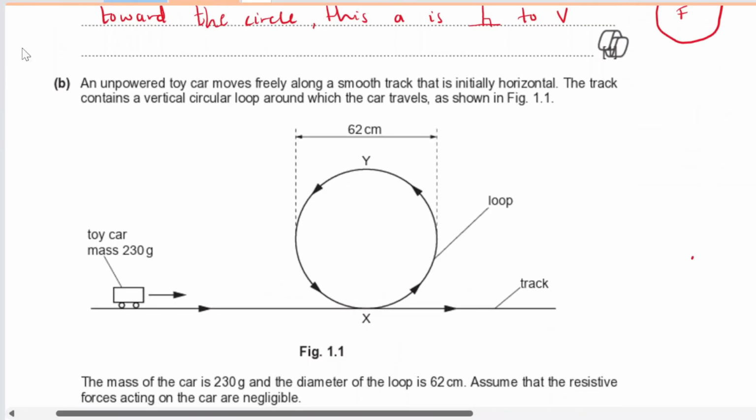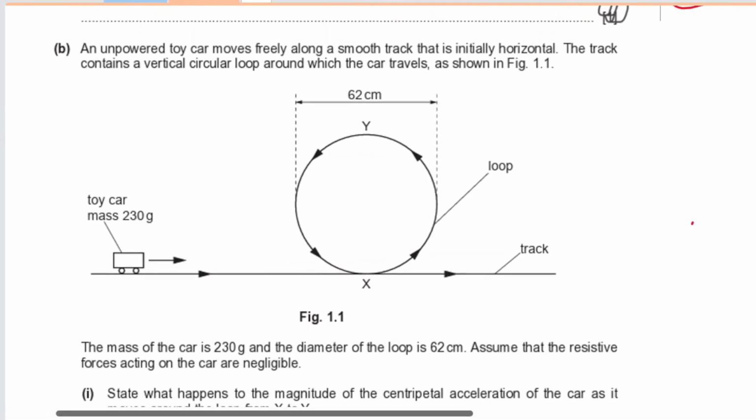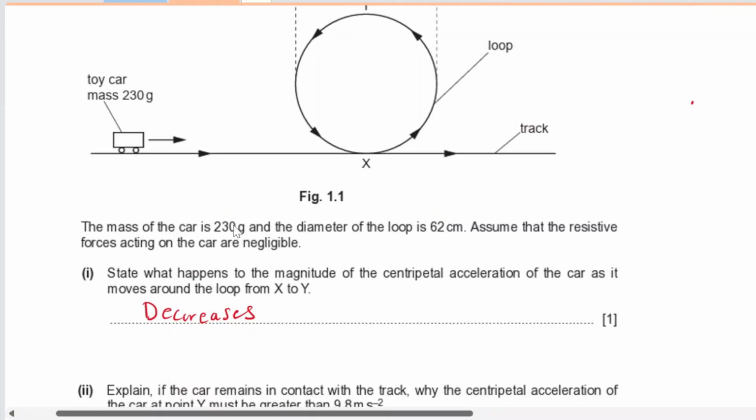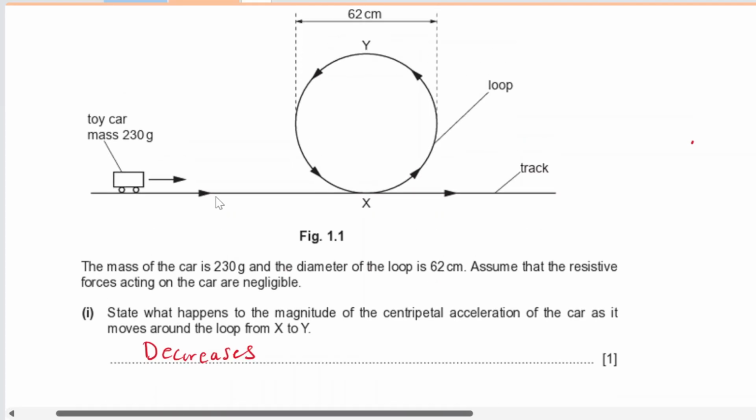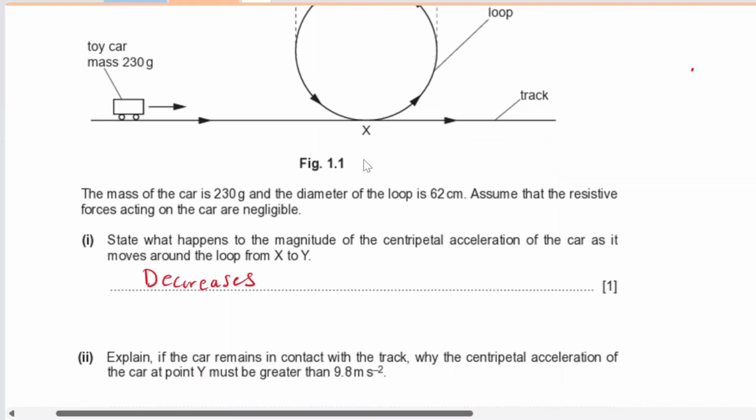Okay, the next one: an unpowered toy car moves freely along a smooth track that is initially horizontal. The track, by the way, when they say a smooth track, it just means that there is no friction. The track contains a vertical circular loop around which the car travels. So the car goes like this, whee, and then it goes back, as shown in figure 1.1. The mass of this car is 230 grams and the diameter of the loop is 62 centimeter. Assume that there is no resistive forces.